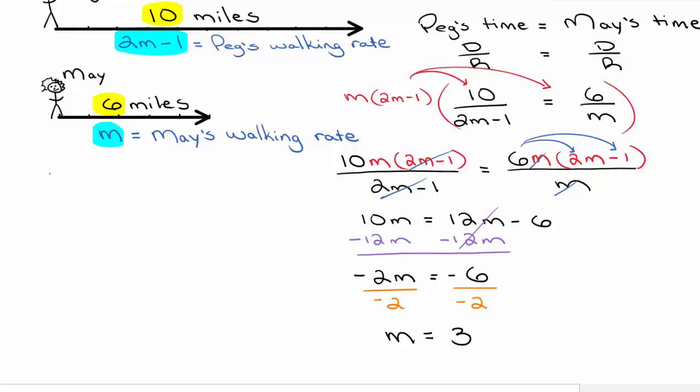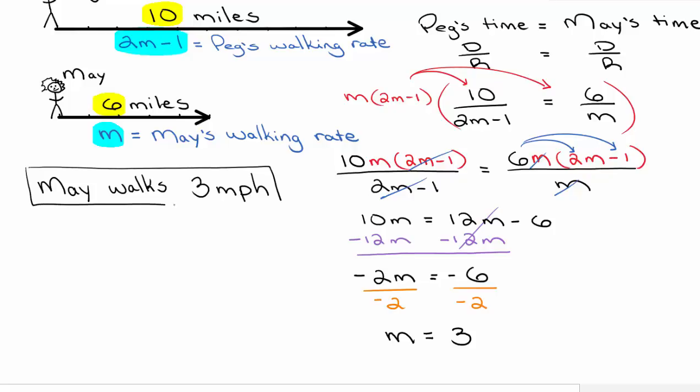Now the question in the problem was not looking for May's walking rate, but I know that if I were giving this problem in a test, I would most likely ask for you to find both walking rates and see if you could be able to differentiate between the two rates. So I'm going to go ahead and write this as if it were part of the answer, even though I know it wasn't asking for this. May walks 3 miles per hour, so we're going to go ahead and box that in to show that we found that. But the actual problem was actually looking for Peg's walking rate.